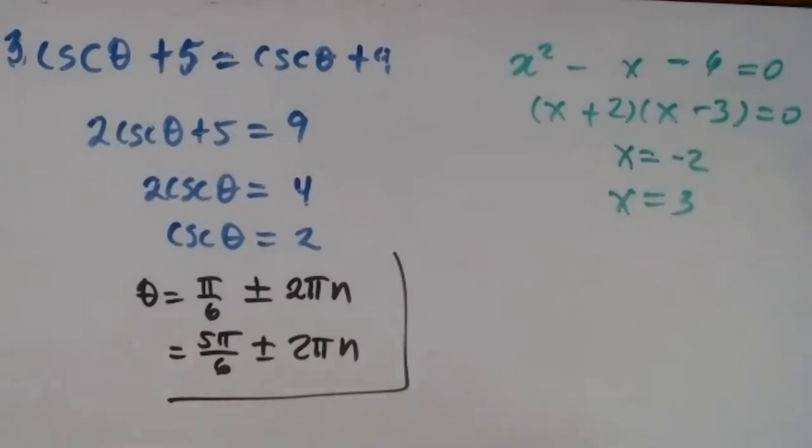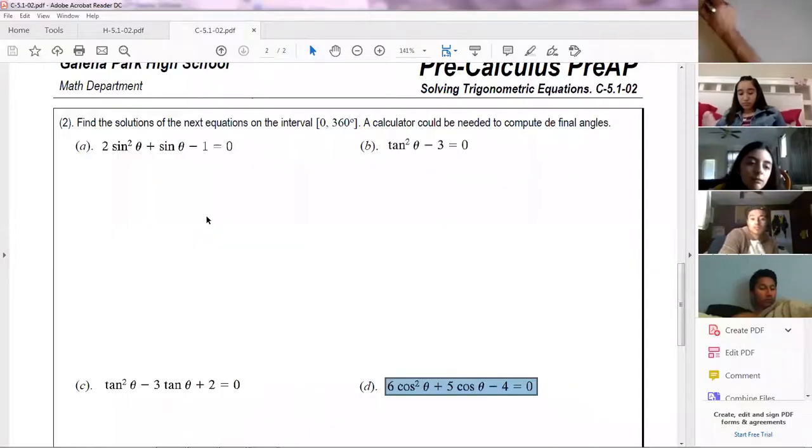Okay. Let's do two of them, and I'll give something for tomorrow or Thursday, and we're going to fix that. Let me just begin with the easy one. Tangent square of theta minus 3 equals 0. Okay, let me just begin with that one.